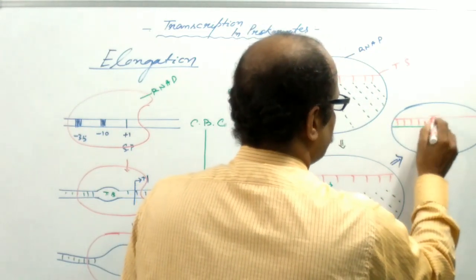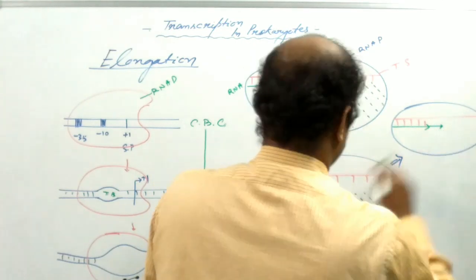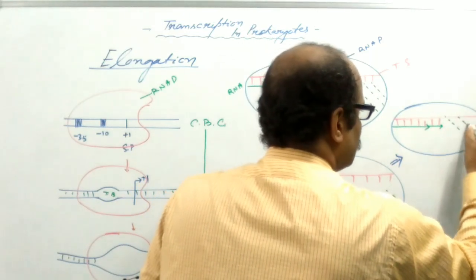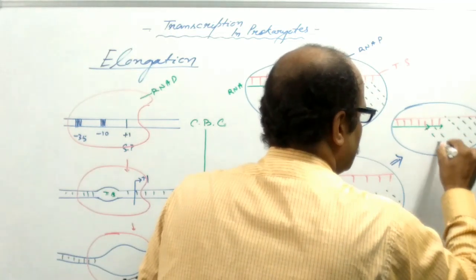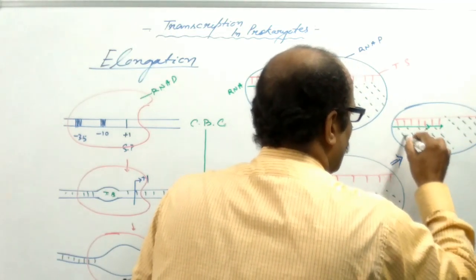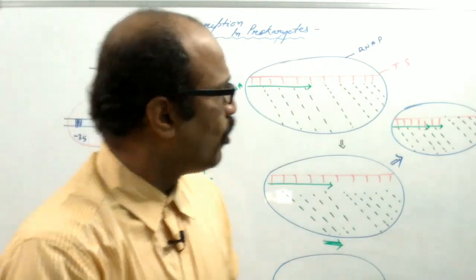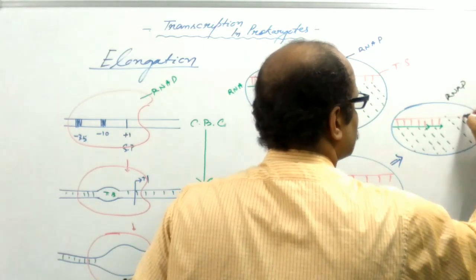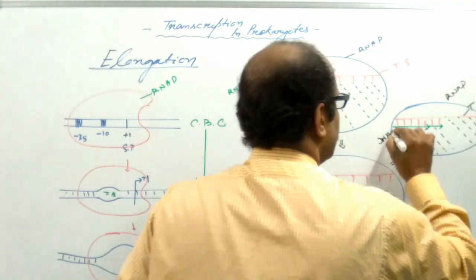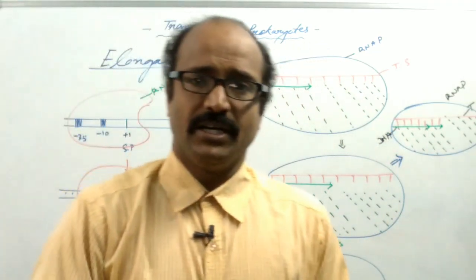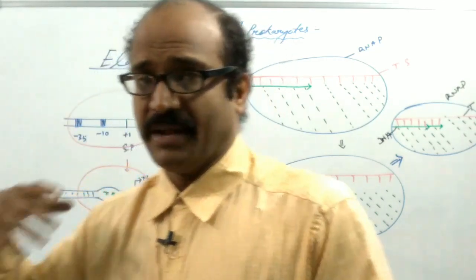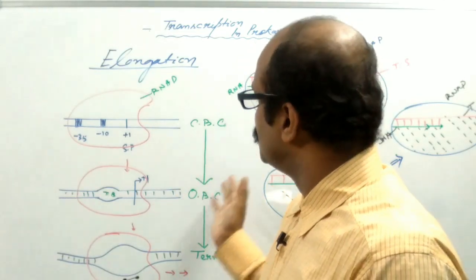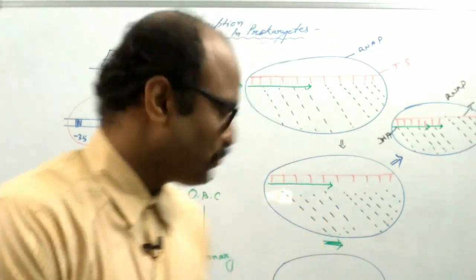Suppose that this is the template strand and the translocation takes place. After the translocation, again the bonds are formed. So in this way, breaking and remaking of bonds takes place with the RNA polymerase, with the substrate, meaning the template strand and the DNA strand, which stabilizes the transcript and the template strand with the RNA polymerase enzyme. So this is the total idea about the elongation process.